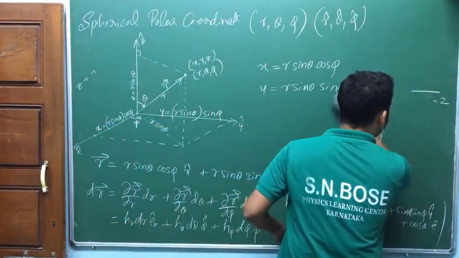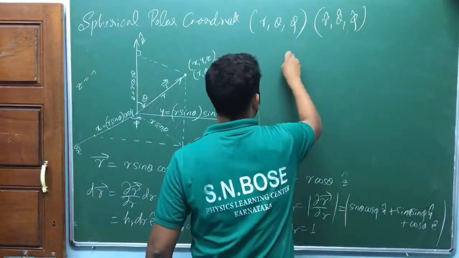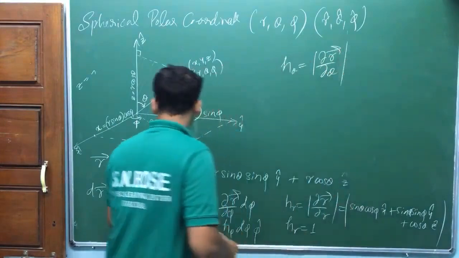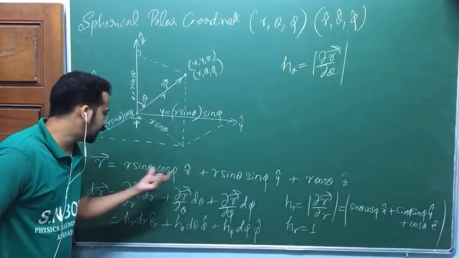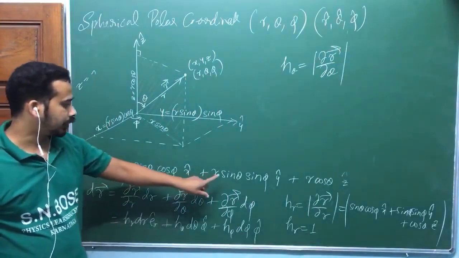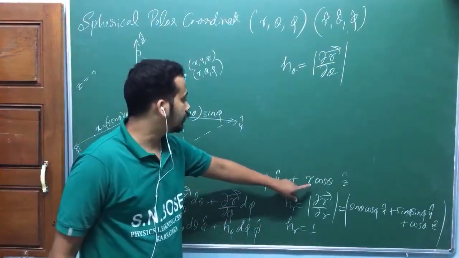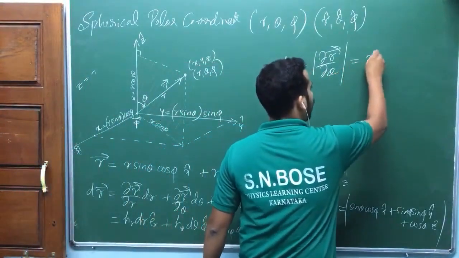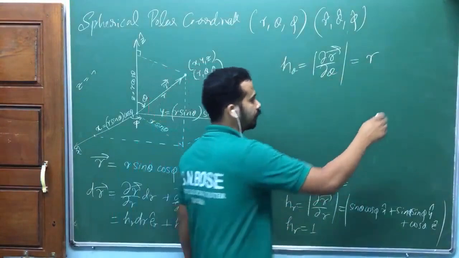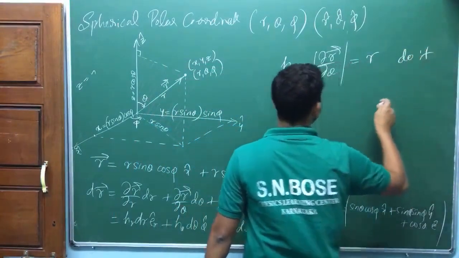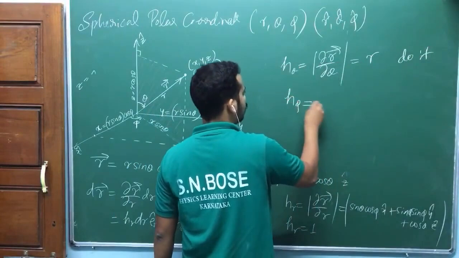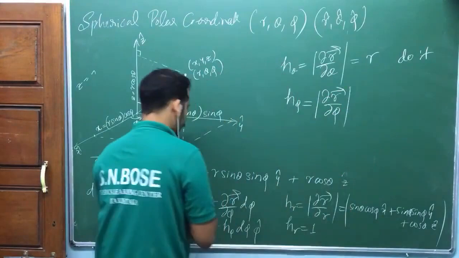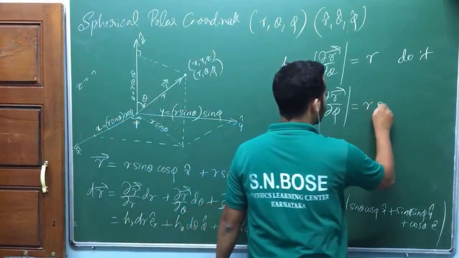h theta, h phi, find yourself. Okay. So h theta is equal to mod of dou r by dou theta. Take derivative with respect to theta. Keep everything else the same. Sin theta will become cos theta. Cos theta here becomes minus sin theta. When you take the mod, I think you will get r. Check that out. Do it yourself. So when you find h phi, look at here. That's equal to mod of dou r by dou phi. Using this one again, that is actually r sin theta.